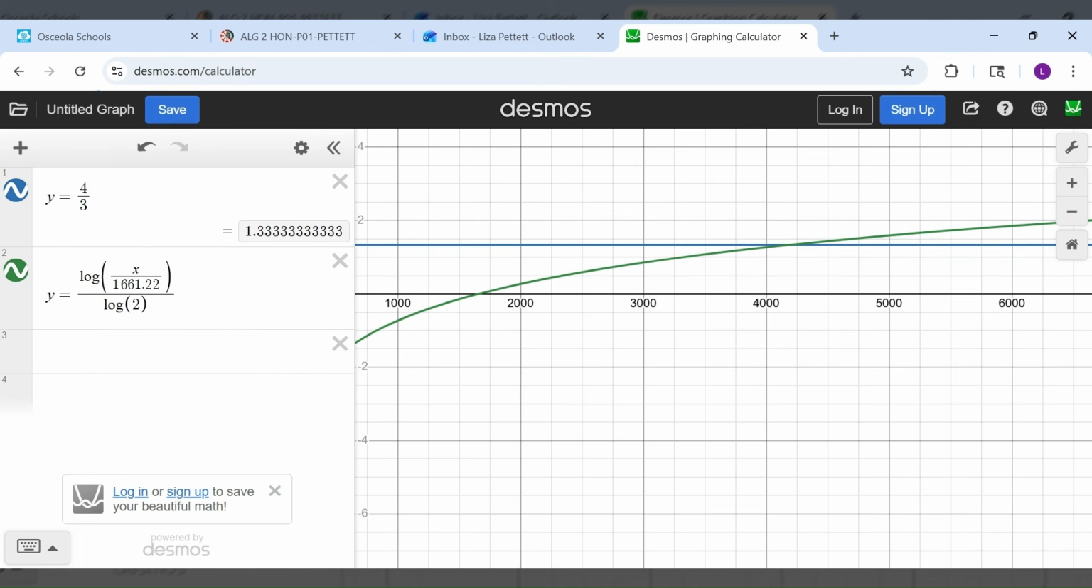I can see that our point of intersection comes in here. When we look here, our point of intersection is at 4,186 when y is 4/3. We know our y value; we need to find our x value. So it's 4,186.01.